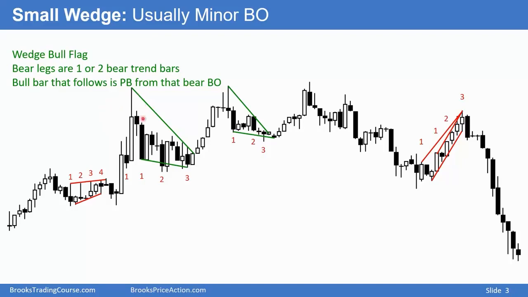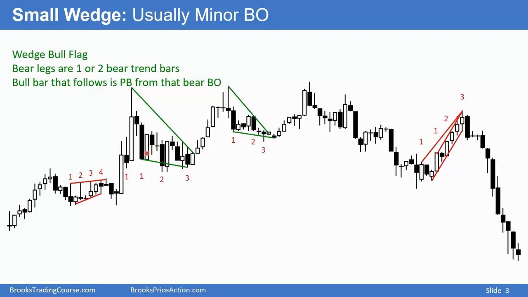Wedge bull flags. We have a bull trend, and a wedge bull flag here, wedge bull flag here. In these bull flags, we have a couple bear bars here, 1 bear bar here, a couple bear bars here, here 1 bear bar, another bear bar. And the bear bars are attempts to create a bear breakout.